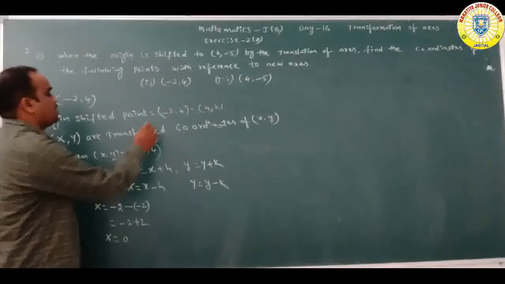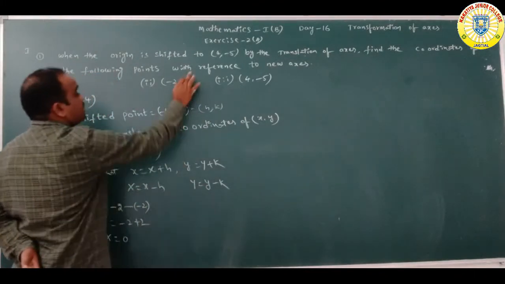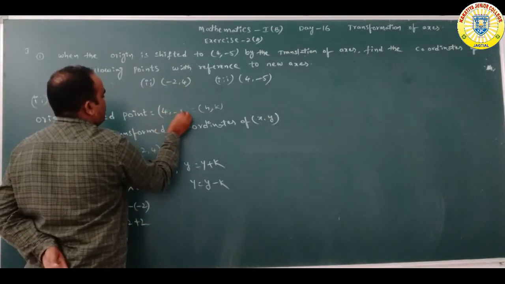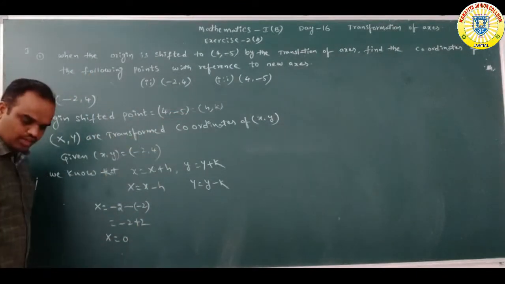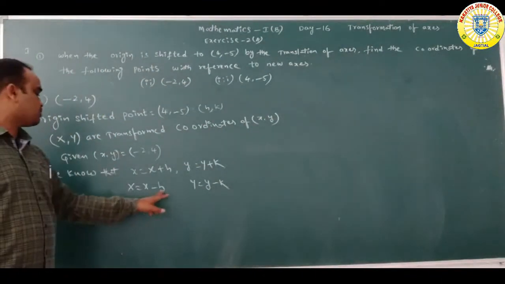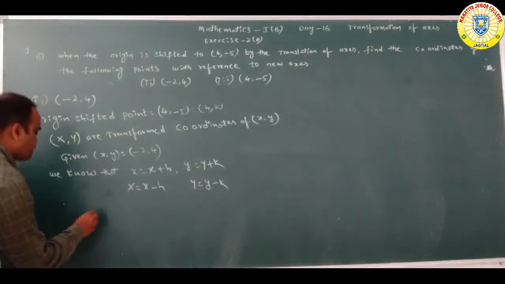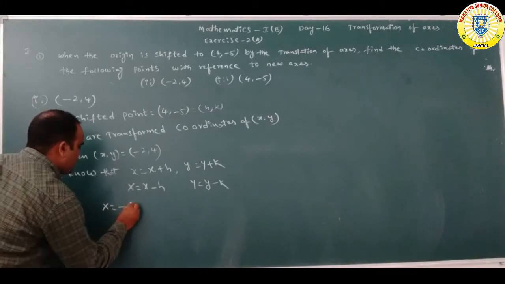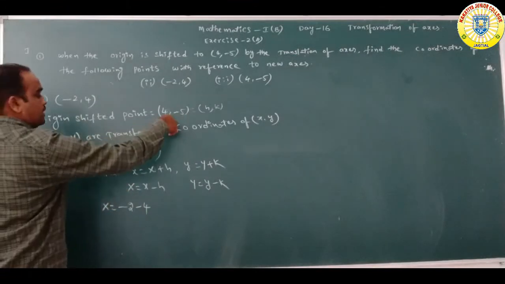Now the origin shifted point is 4 comma minus 5. Origin shifted point is 4 comma minus 5. That's why capital X is equal to small x minus h, and capital Y is equal to small y minus k. Small x is equal to minus 2, minus h. What is the value of h? Here h is equal to 4.